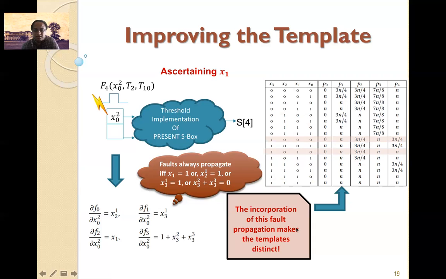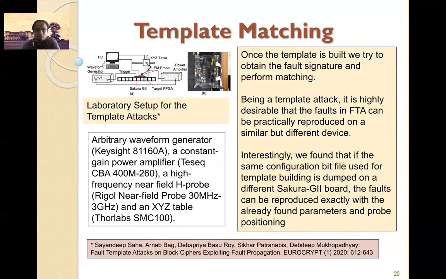It may be noted here that the incorporation of this fault now makes all the templates distinct, and therefore you have templates where for every possible unshared input there is a unique template that you can utilize in your attack. So therefore, we now can go ahead to the template matching phase.